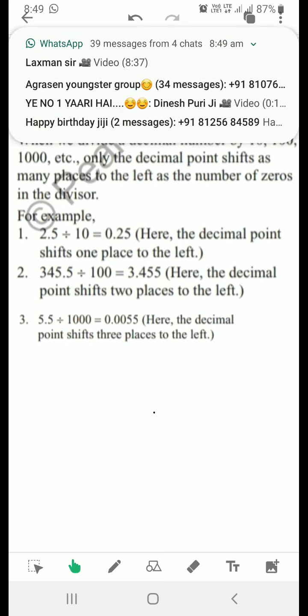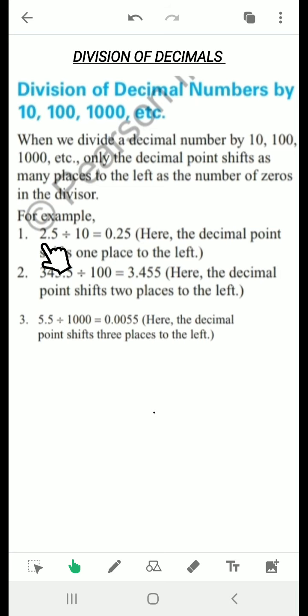Okay, so for example we can see 2.5 divided by 10. Just recall, when we multiplied any decimal number by 10, 100 and 1000, we shifted the point to the right side. That I explained in the multiplication of decimals. But when we divide, we shift the decimal point to the left side, and the number of places is equal to the number of zeros.